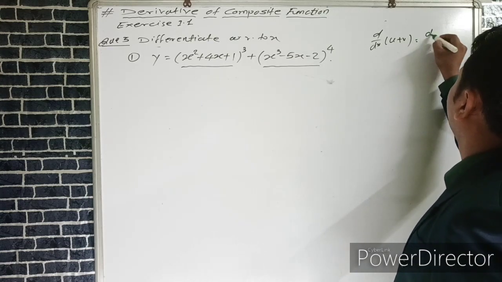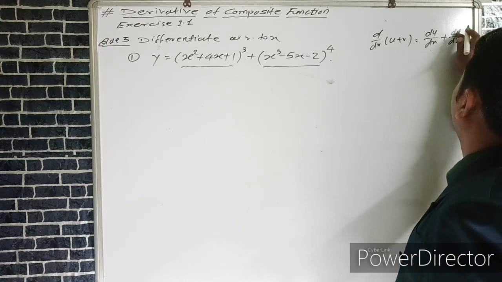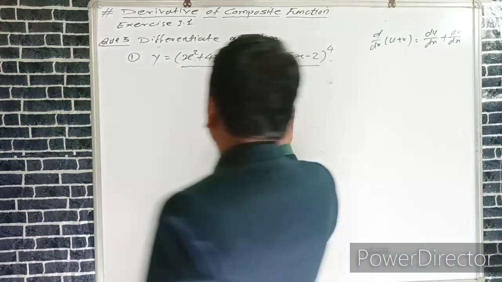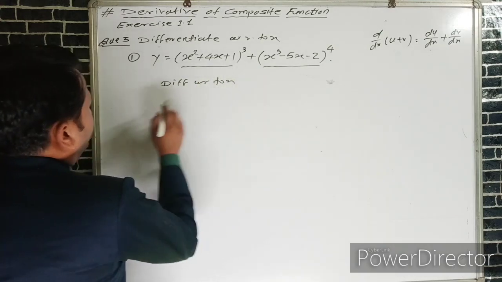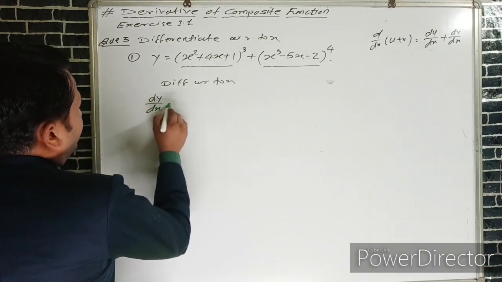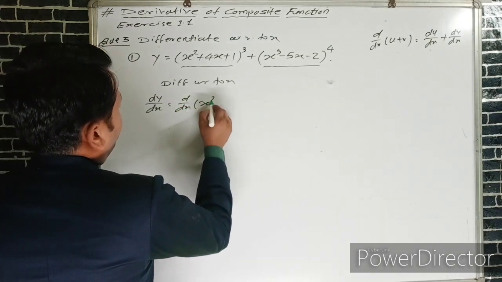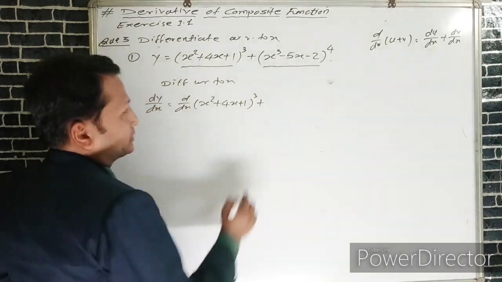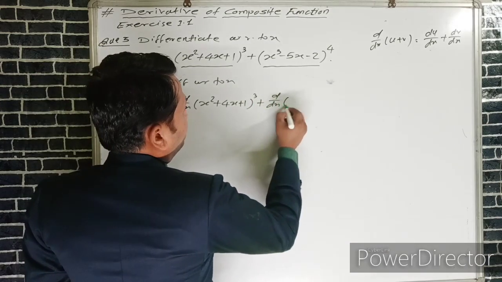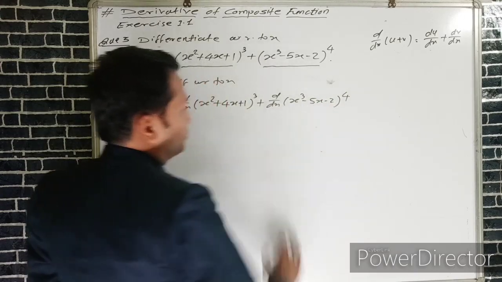of u plus v is du by dx plus dv by dx. After applying this rule, we can write the derivative of y with respect to x: dy by dx is equal to the derivative of (x² + 4x + 1) cubed, plus again the derivative of (x³ − 5x − 2) raised to the power 4.